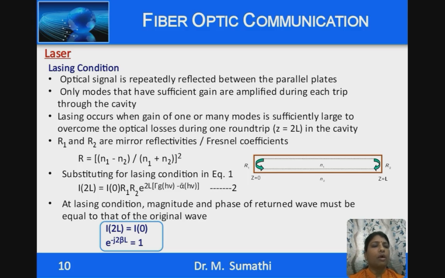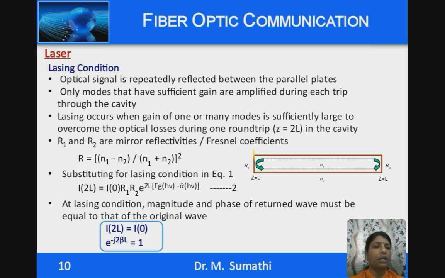Now the optical signal is reflected to and fro along the longitudinal direction in a resonator. So only those modes that have sufficient gain are amplified during each trip through the cavity. There is a gain and loss along the cavity, and only those modes that constructively interfere will get amplified after each trip through the cavity. So lasing can occur in one or many modes that have sufficiently large gain compared to the losses when it makes one round trip in the cavity.